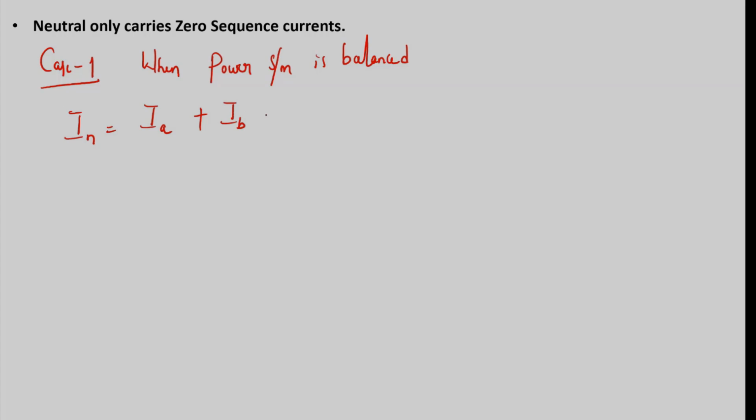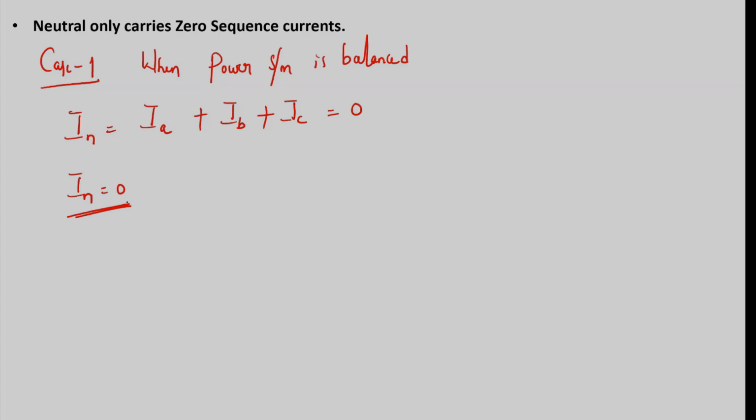The third observation is that the neutral only carries zero sequence currents. Now, case 1: when the power system is balanced. What is the neutral current given by? Neutral current is given by IA plus IB plus IC, that is equal to 0. So my neutral current is 0 when the power system is balanced.